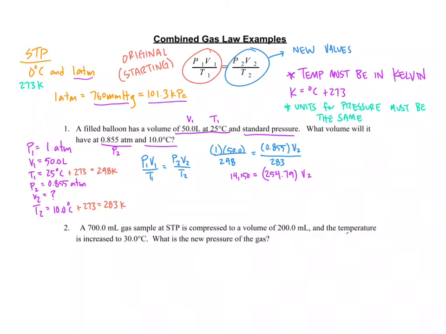So now, in order to get V2 by itself, I've got to divide both sides by 254.79. So on one side, I have 14,150 divided by 254.79 equals V2. And when you divide that, your value for V2 becomes 55.54 liters. That is your new volume.